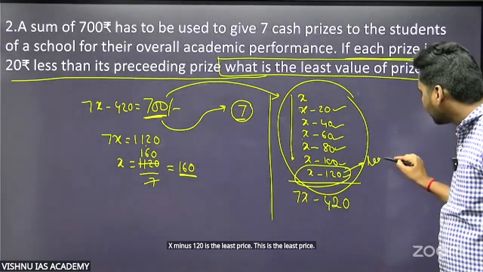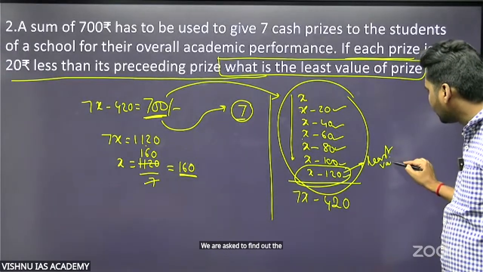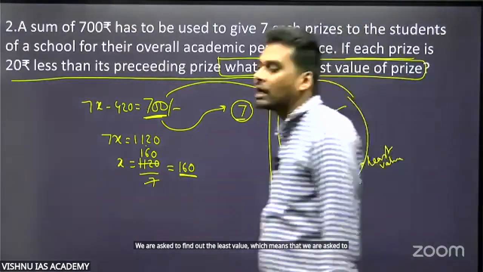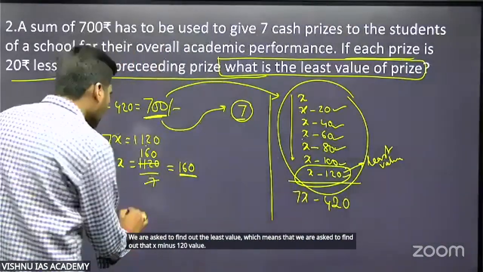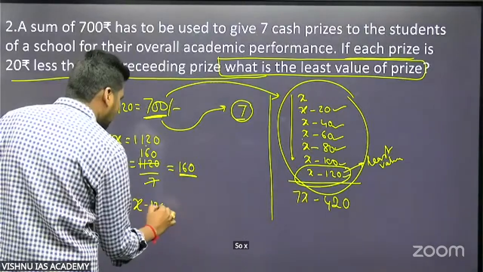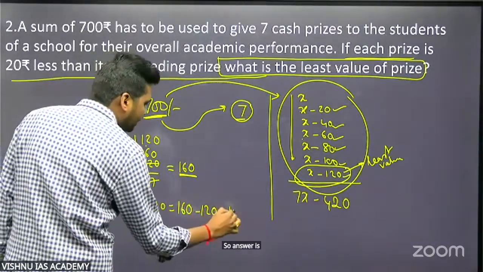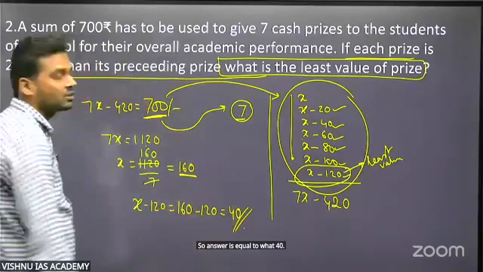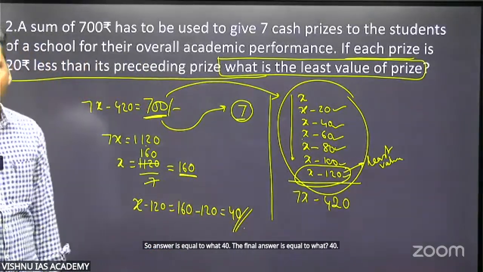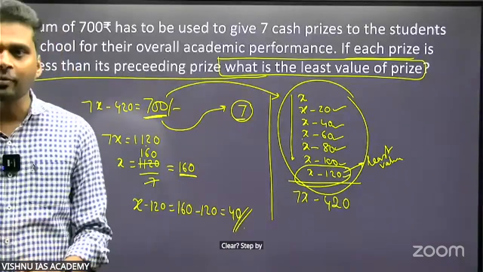We are asked to find the least value, which means we have to find the x minus 120 value. So x minus 120 is 160 minus 120. The answer is 40. The final answer is 40. Clear? స్టెప్ బై స్టెప్ మనం ఫస్ట్ ప్రాబ్లమ్ అర్థం చేసుకోవాలి.